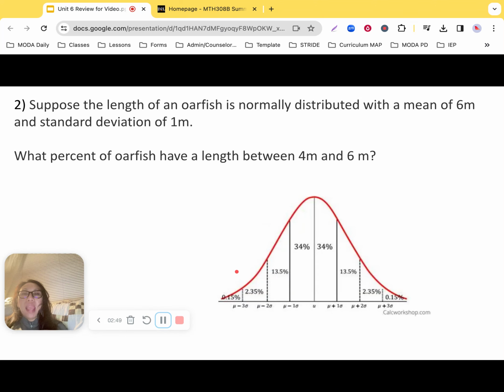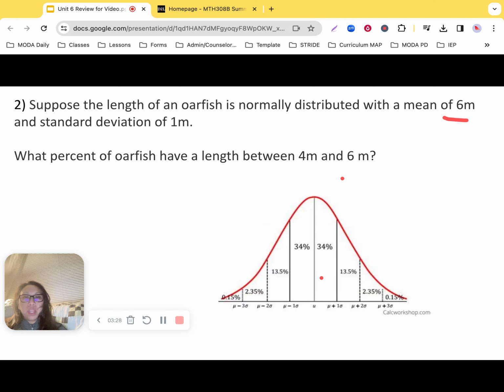Now, here I have a normal distribution based on the empirical rule. We also have the percentages from the mean to one, two, and three standard deviations above and below the mean. We are going to use this normal distribution based on the empirical rule with the information given. So we have a mean of 6.